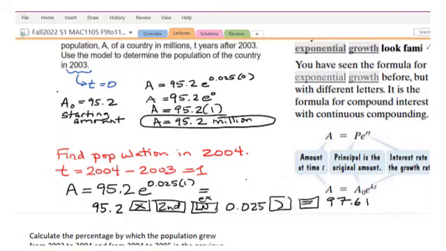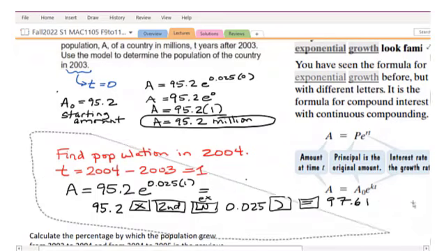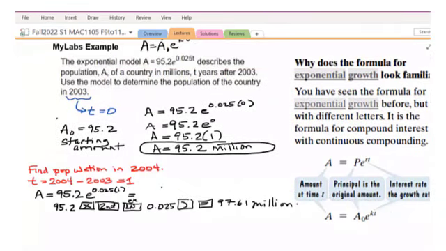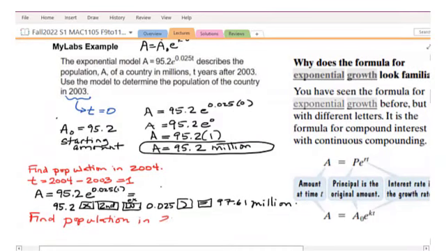Okay, so now let's figure out in 2005, what would you plug in to find 2005's population? Oh, by the way, that's in millions. So I should write the units. So what are we going to plug in for T to find the population in 2005? 2, that's right. So T is going to be 2005 minus 2003, which is 2.